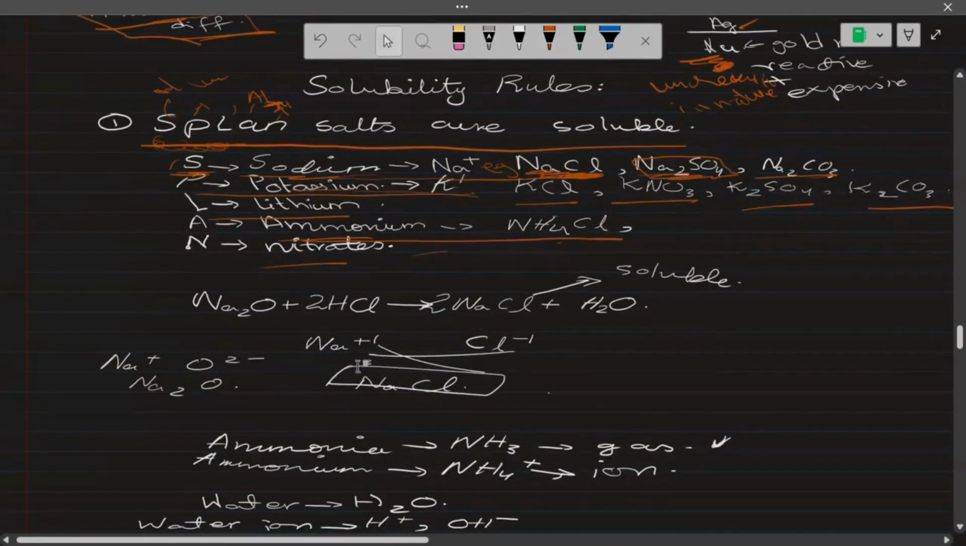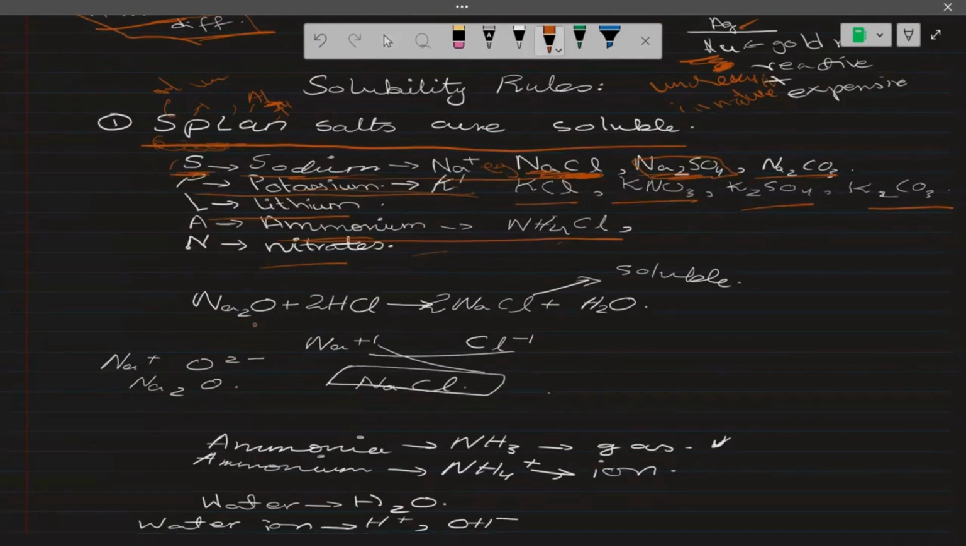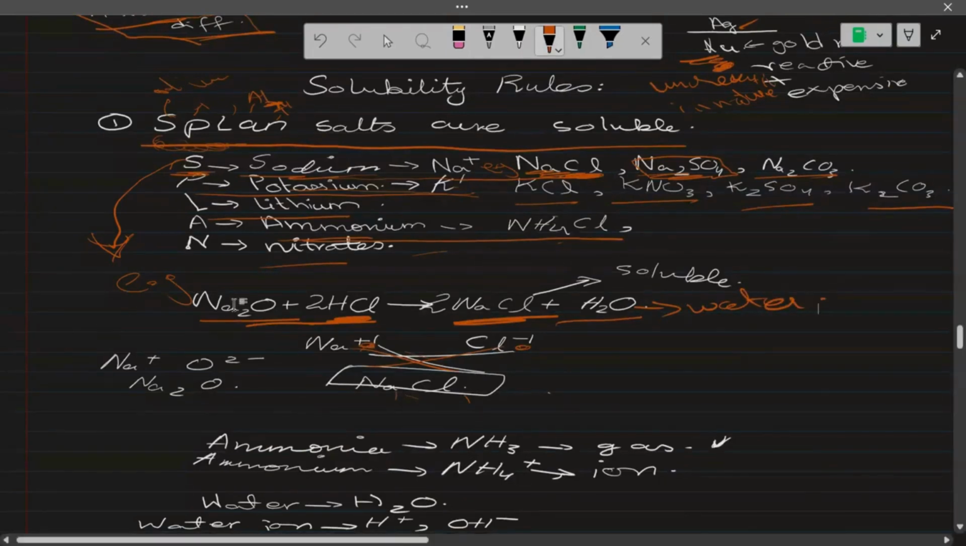Let's take an example of one reaction. If we see sodium oxide reacting with HCl, it will form NaCl. Why NaCl? Because Na has a positive charge and Cl has a negative charge, so when they exchange their positions, both become one, and one we don't write. Hence it will be NaCl plus H2O, where H2O means water. So we are done with the SPLAN salts.